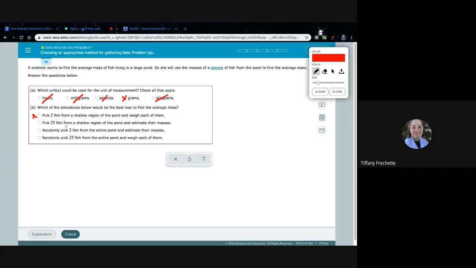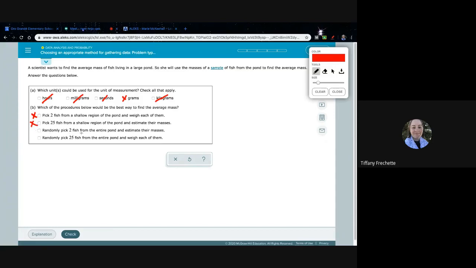Pick 25 fish from a shallow region of the pond and estimate their masses. So let's go back really quick to this one. Also, 2 is not a big enough sample because that's just not enough to figure out actual information about the full population of fish in this pond. So if we pick 25 fish, that's a pretty good sample. But then it says estimate their masses. So we're basically guessing at their masses. Well, we don't want to do that.